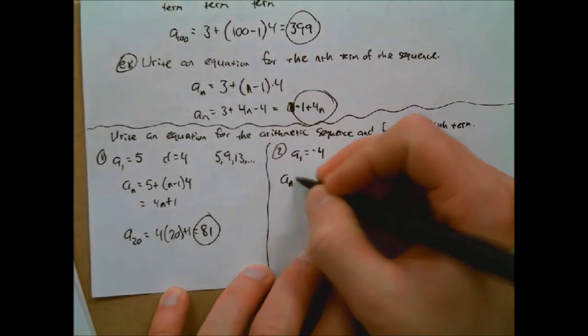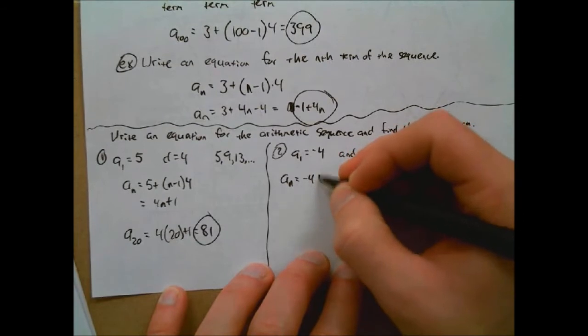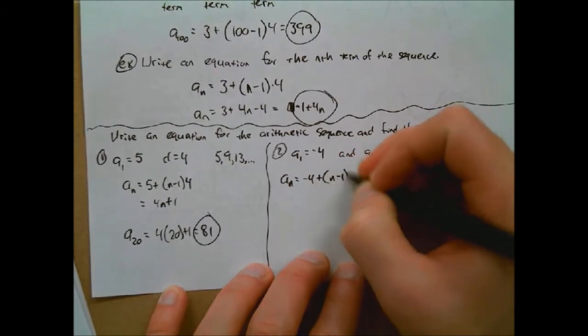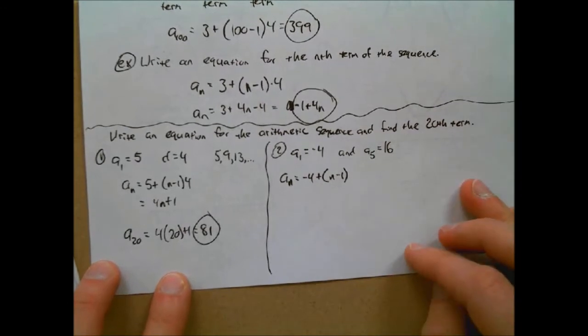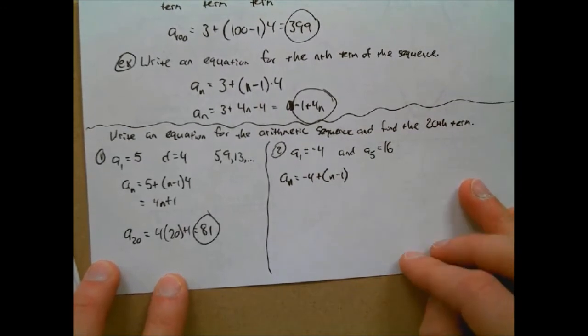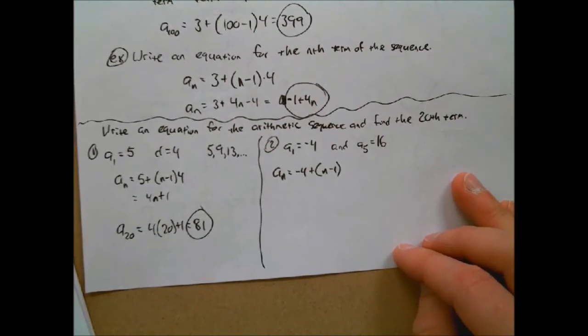Okay, we have our first term there. It's going to be negative 4 plus n minus 1 times the common difference. What's our common difference going to be here? We're not told explicitly, but we can figure it out. So how can we figure it out, though? What's some options we could use?